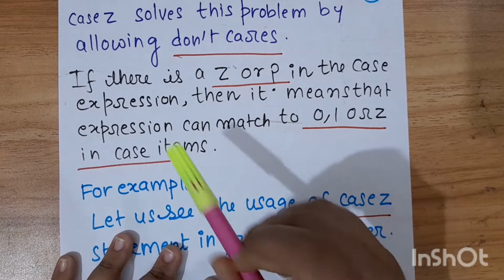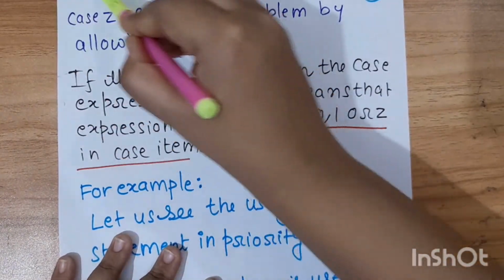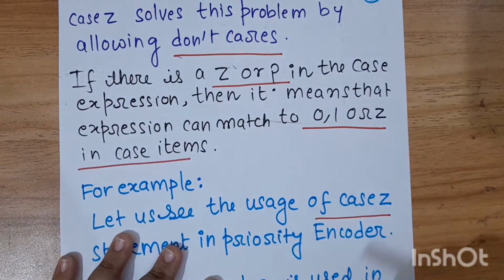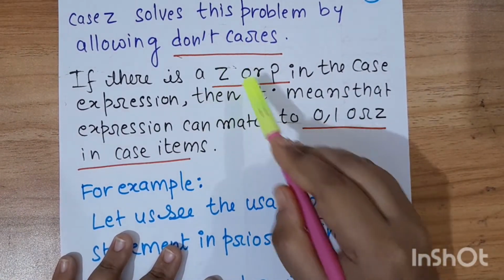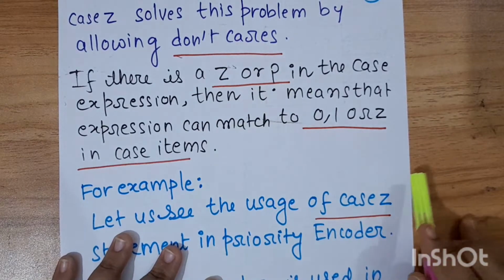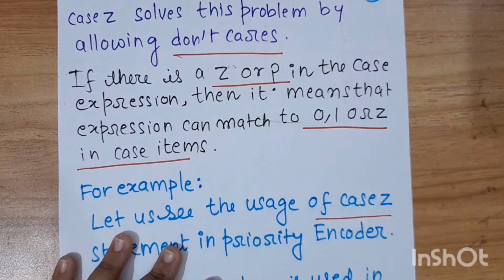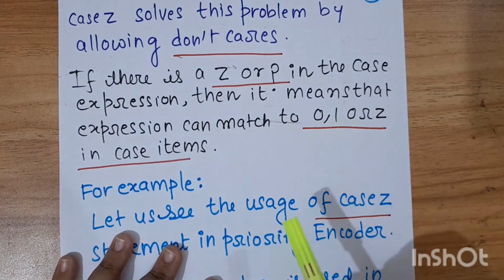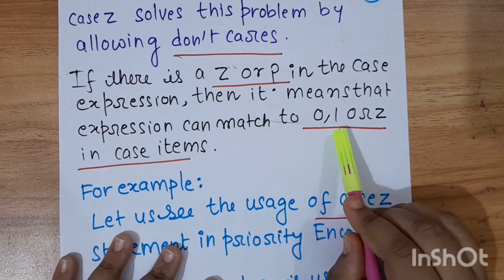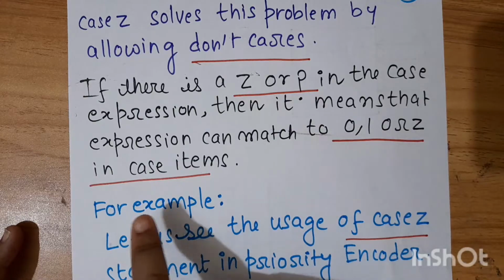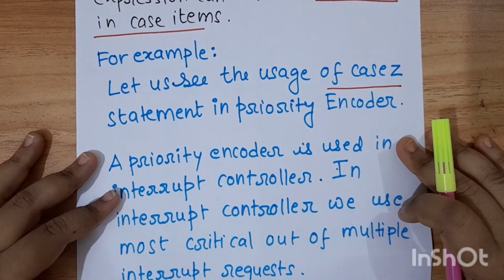So what is this casez statement doing? This particular Verilog statement allows us to have Z, or Z can be written as a question mark, in the case expression. And the Z or question mark in the case expression can match 0, 1 or Z in the case items. Now let us see an example.